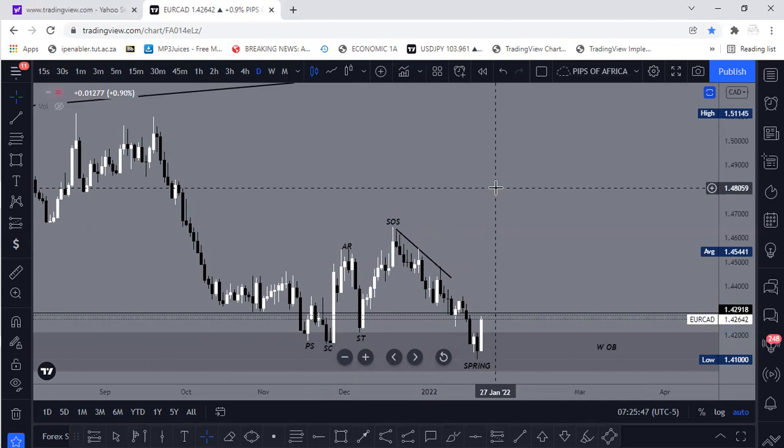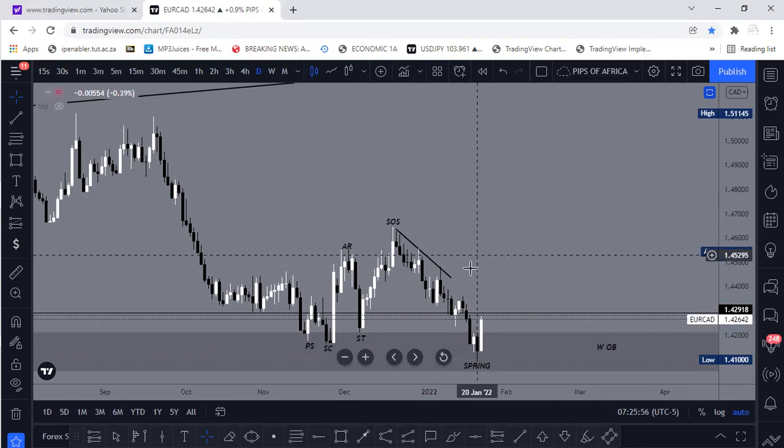So we need to wait until banks grab liquidity. After they grab liquidity, you need to enter the market. You need to pull the trigger and then wait until the market gives what is yours. All right. So this is the spring. It is now confirmed that this one is indeed a spring.